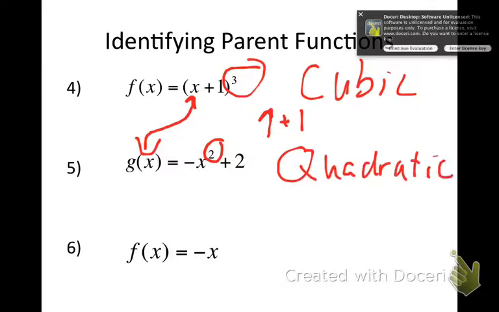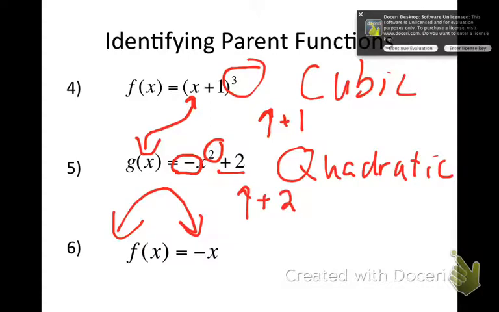Now, if you thought it makes a U, you're correct. The key here is this negative actually tells me my U would go upside down. I actually get an upside down U here. Okay, and then if you look down here, my vertical translation, it'd be a +2.